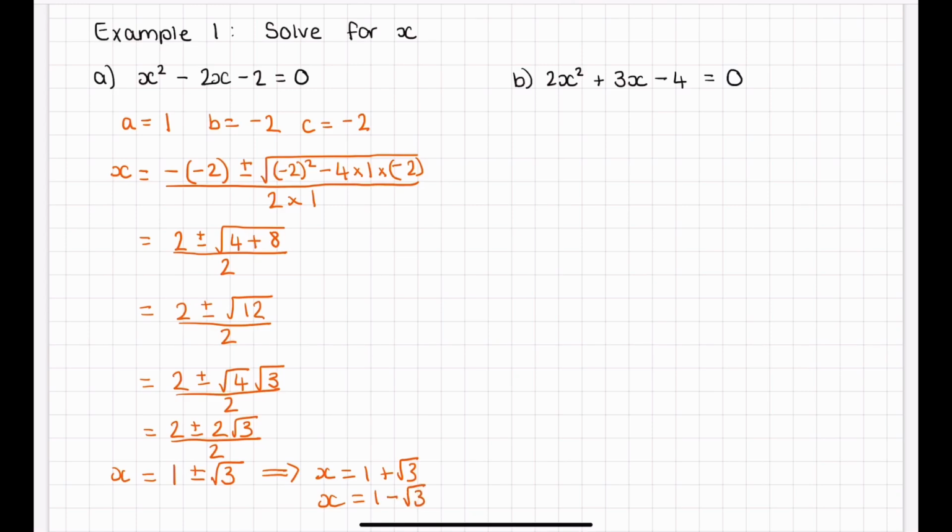Now b, we've got 2x squared plus 3x minus 4. Same idea. A is the number in front of the x squared.